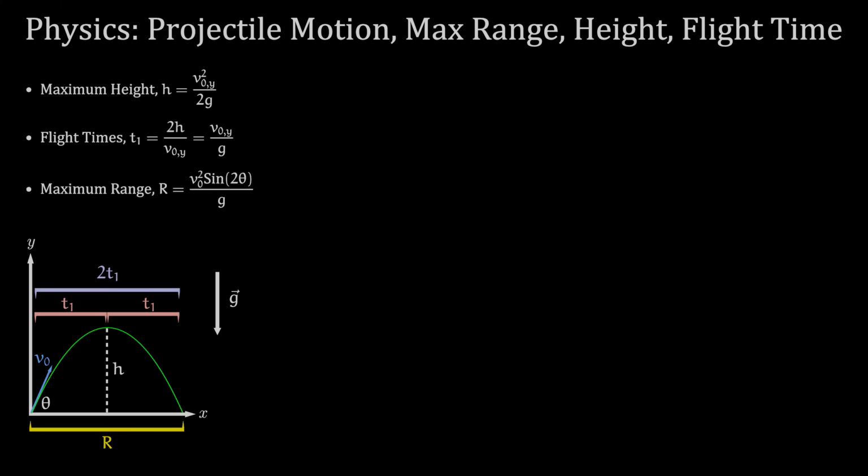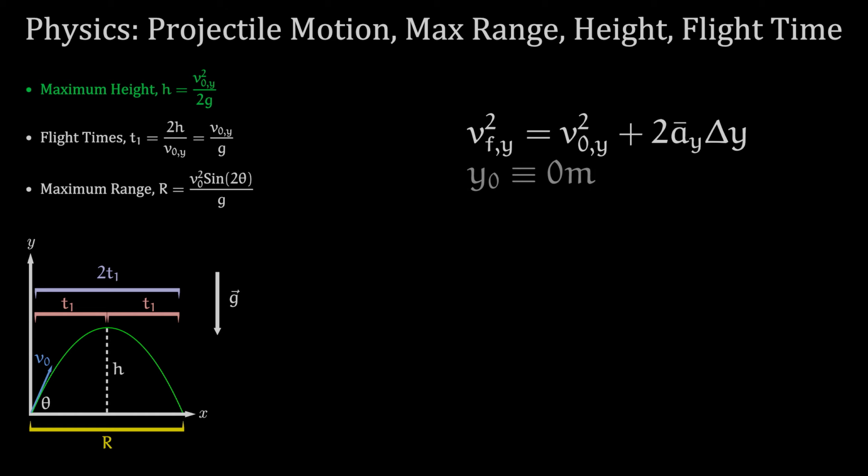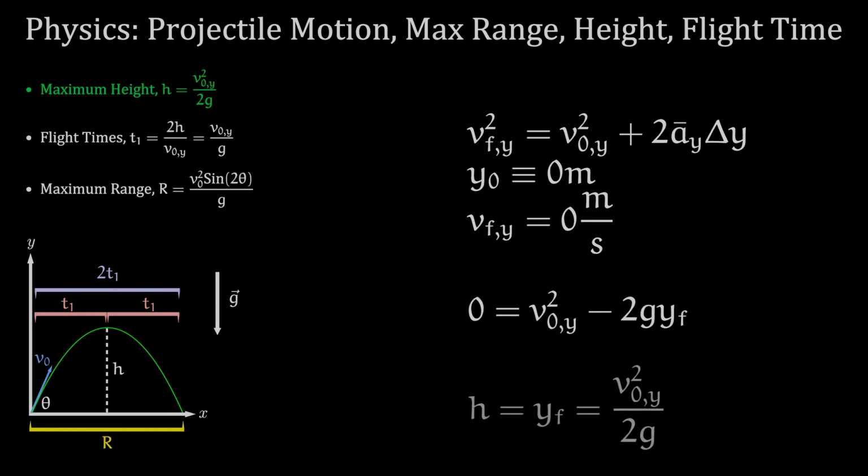The first thing we will do is calculate the maximum height h. We'll use this kinematic equation. When we let the initial position y0 embedded in the delta y term be equal to 0 and use our knowledge that the final velocity vf at the apex is 0, this equation simplifies a bit. Solving for the final y position, which is actually our max height h, we find it is equal to v0y squared divided by 2g.